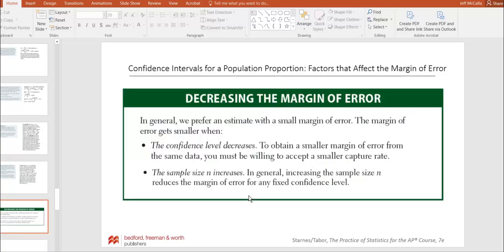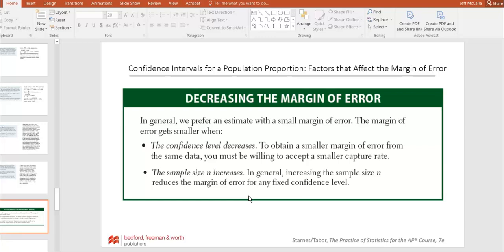Okay, so we're talking about the margin of error, decreasing the margin of error. In general, we do want a small margin of error, right? So how can you get the margin of error smaller? If you decrease the confidence level, that's not a great option, just to be honest with you. I'm 10% confident that this interval contains the true proportion. Like, we don't love that option. We don't usually use it, but you could use it to decrease the margin of error.